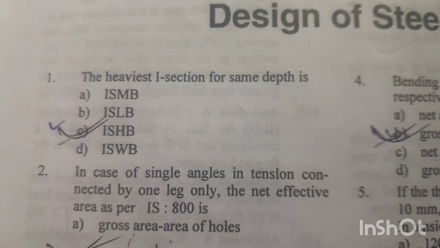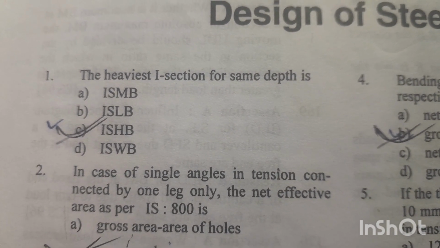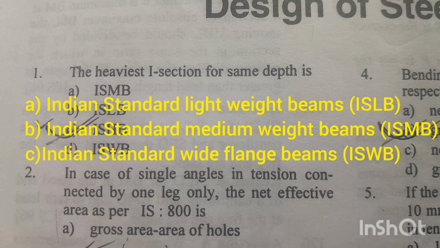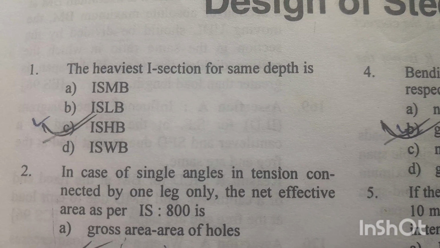Welcome everyone. Question number 1. The heaviest I section for same depth is ISHB, Indian Standard Heavy Beam. Option C is right answer.